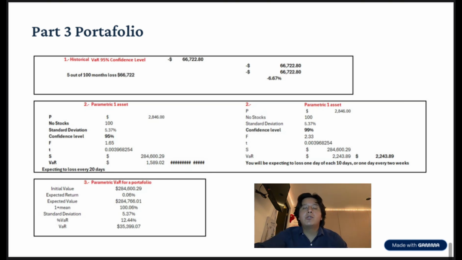And with the first scenario, we can know that with a 95% confidence level, 5 out of 100 months we have a loss. So every 20 months we have a loss of $60,000. And as we see, we have two different ways to know this, with the historical value at risk and the parametric value at risk. At the end, this helps us a lot to find the most probable scenario that we can have. And this is important because it's how we're going to manage our risk.